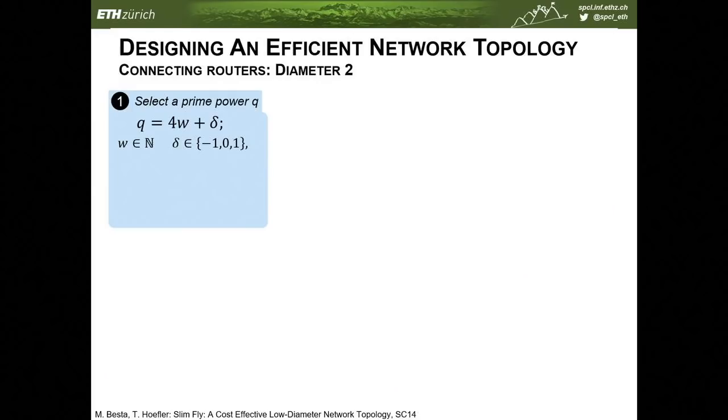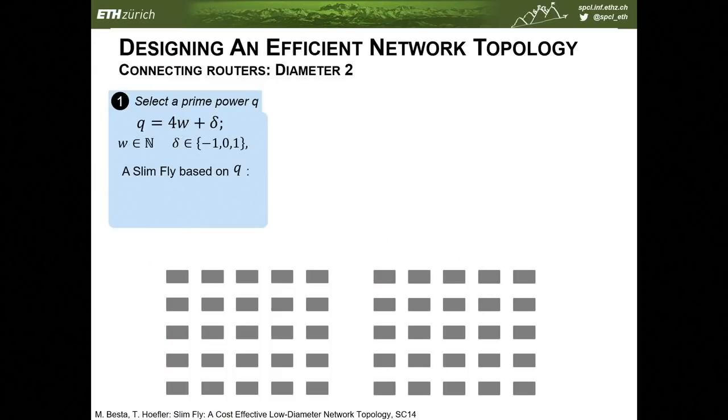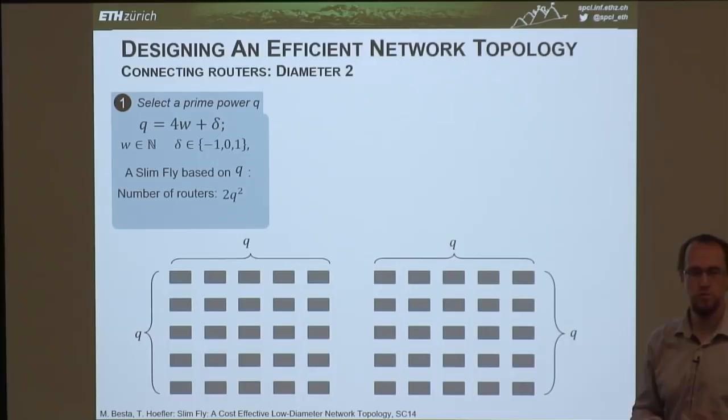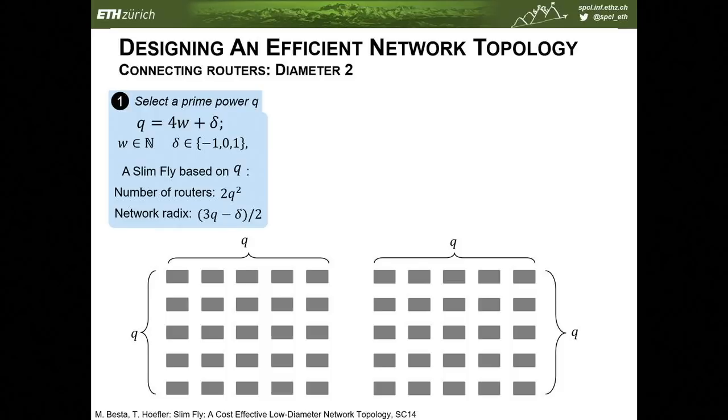There is a theorem that shows that any prime power q can be decomposed into 4w plus delta. So you have to find this decomposition. That is also fine, just believe it. In case you're not familiar with that theorem, it's a very basic theorem. Then we build a Slim Fly based on this prime power q that we found. In this case, q equals 5, and 5 is a prime number, as we know. We get 5 by 5 twice, so 2q squared routers in that network. So that's the graph construction. The network radix you can compute by using this delta from up here, but that again, we will see in a couple of minutes.